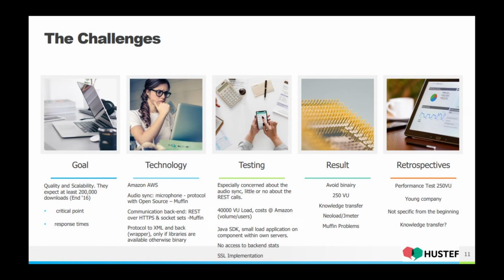And we identified huge problems where they're suspected on the Muffin. The Muffin libraries were not working correctly. The Java JDKs were having problems. That means that we could identify those problems and get them solved before they went live. Then the performance test retrospective, so the performance test of 250 users, beautiful graphs, they were happy with it.